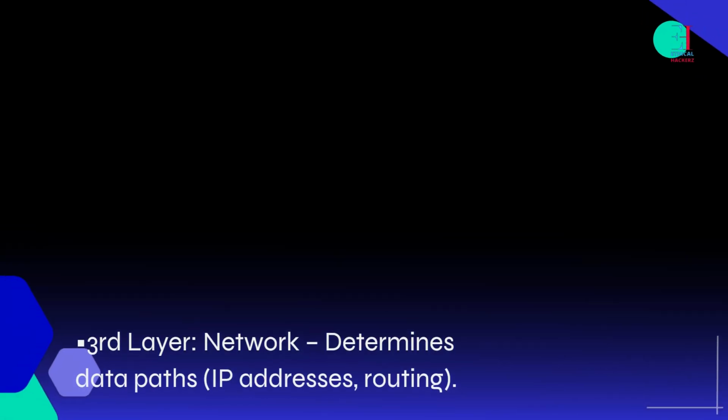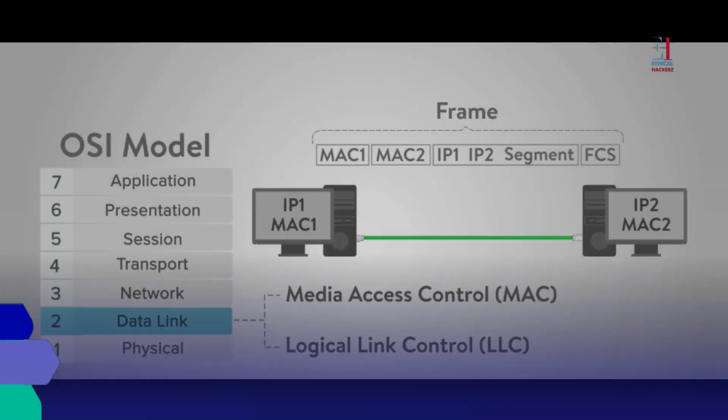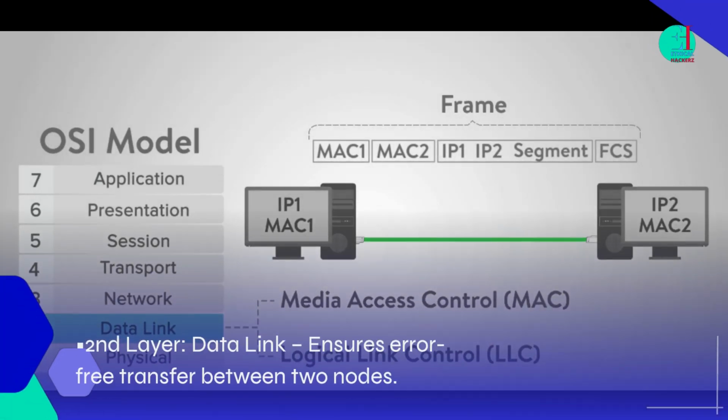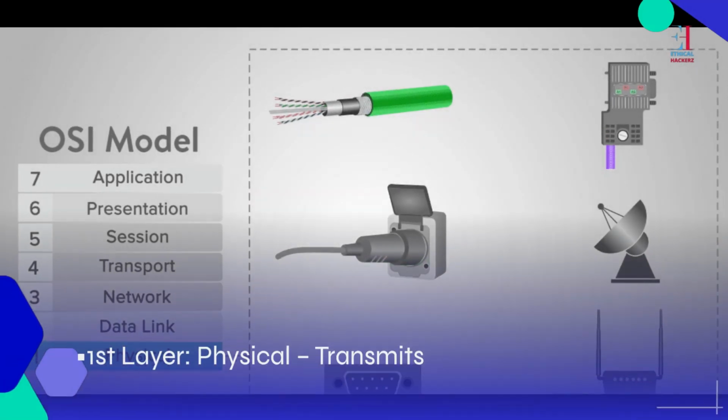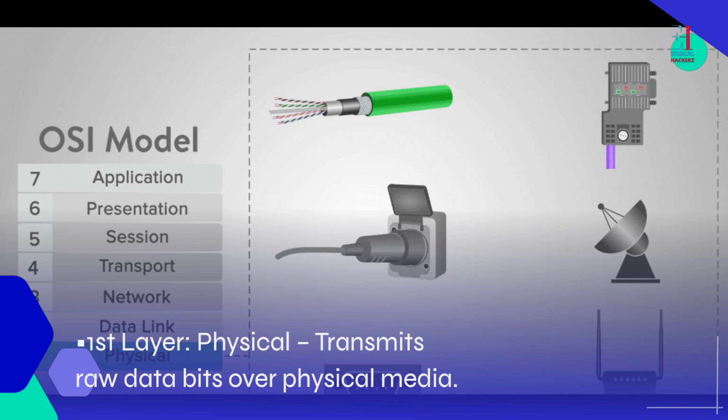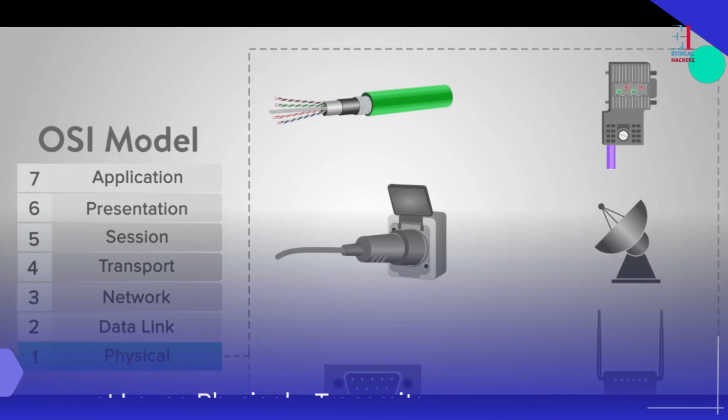Third layer. Network, determines data paths, IP addresses, routing. Second layer. Data link, ensures error-free transfer between two nodes. First layer. Physical, transmits raw data bits over physical media.